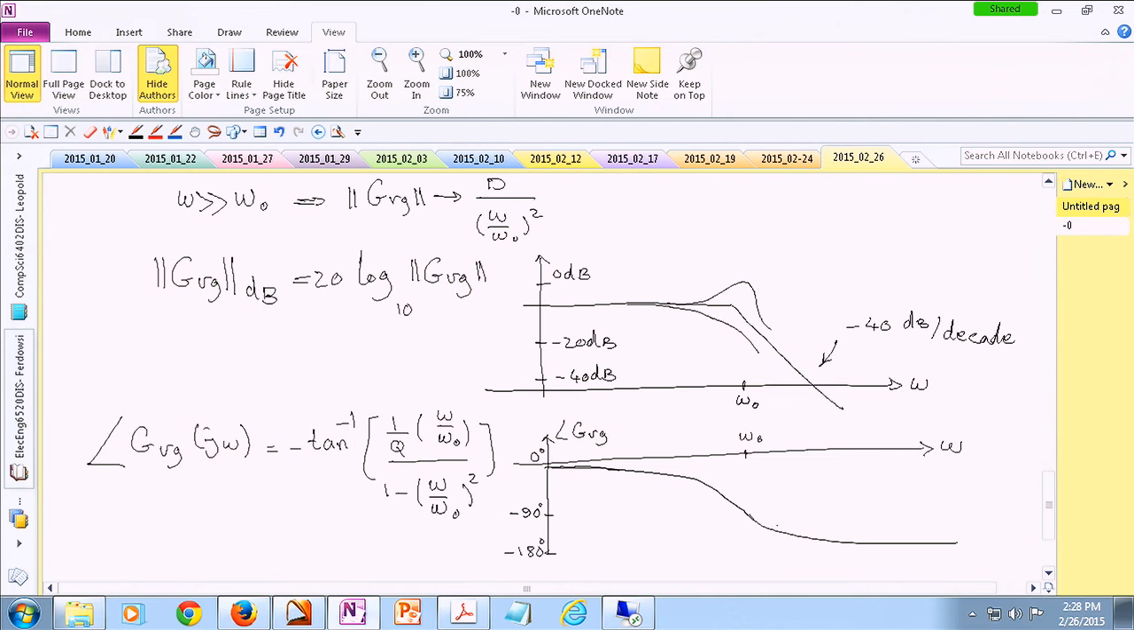And by the way, this point over here is 20 times logarithm of D, which is a duty cycle. Now, duty cycle is less than 1. Logarithm of a number that is less than 1 is negative. So 20 times that is also negative. So that's why we start from this point, which is negative. So everything is in the negative territories.